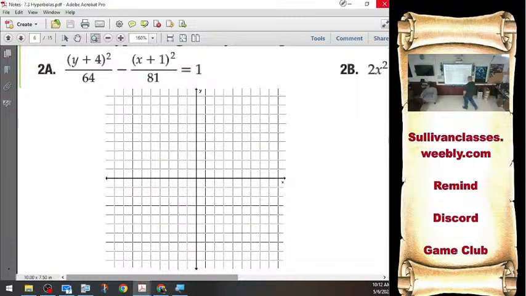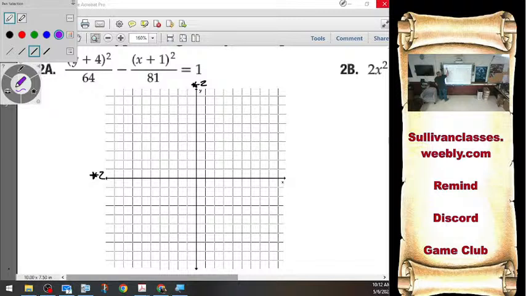All right, let's see if we got it. A and B are big. This is a big mamma jamma, so right away I'm just going to make my whole graph by 2. As soon as I see A and B are 8 and 9, I'm going to make my graph bigger. All right.